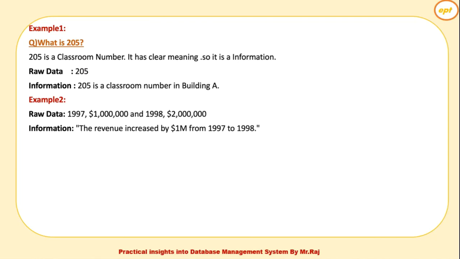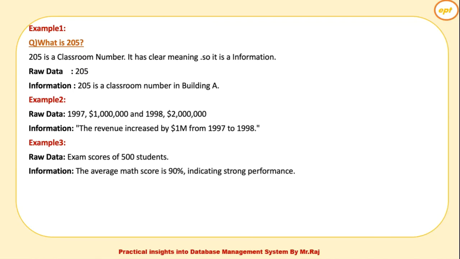I hope you are understanding what I am saying here. Now let's move ahead to one more example, with raw data: exam scores of 500 students. But if I say the average math score is 90%, indicating strong performance, it has a clear meaning.